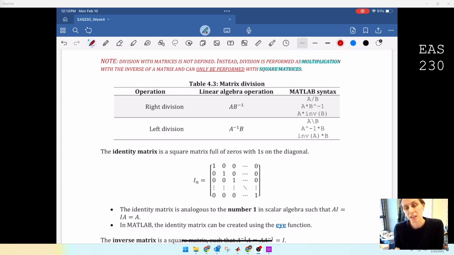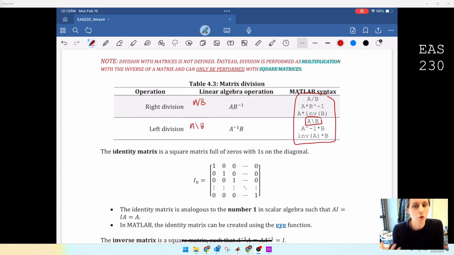There's two different types of division defined by MATLAB. We have right division and left division, and it really just depends on where the inverse shows up. So right division, if I do A divided by B, that's going to be A times B inverse. If I do A left divide B, it's going to be A inverse times B. So it points to whichever one is inverted. Okay, here's my MATLAB syntax. We will see this syntax a lot later on in the class when we're solving systems of equations.